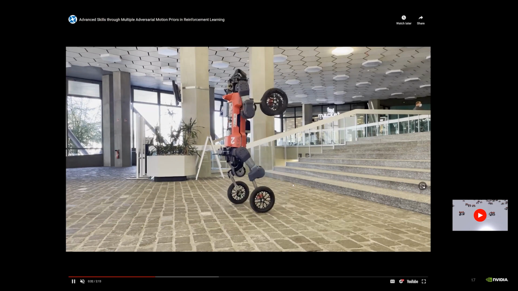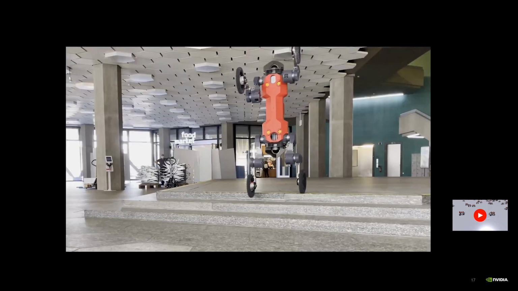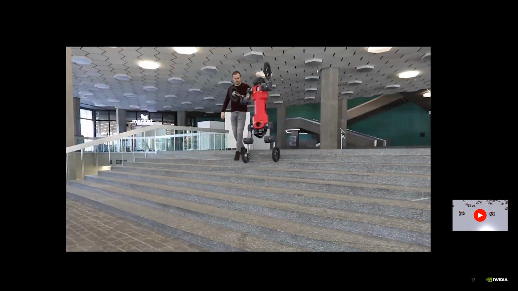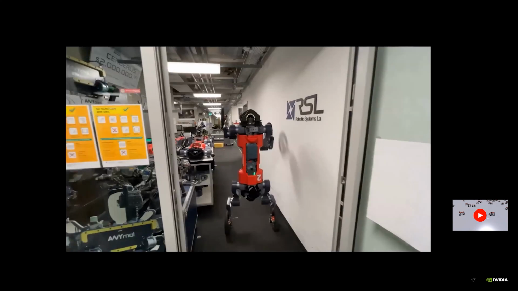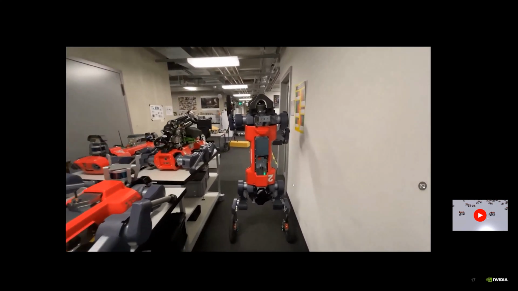And of course, you can't really program a behavior like this explicitly. You train these things with deep reinforcement learning. And this guy was fully trained in simulation to be able to do this in NVIDIA Omniverse using the simulated PhysX-based USD Physics environment.